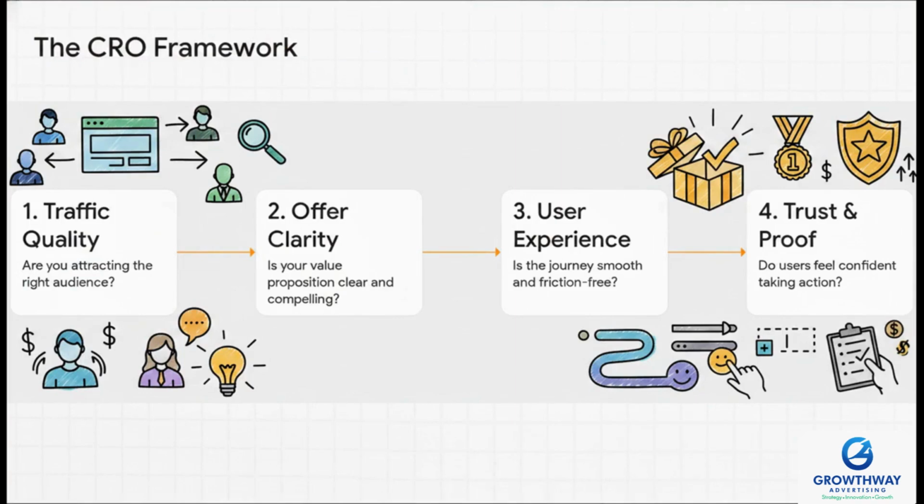It's basically a 4-layer cake of optimization. First, traffic quality. Are we even talking to the right people? Second, offer clarity. Is it super obvious and compelling what we're offering? Third, user experience. Is the whole process smooth and easy? And fourth, trust and proof. Do people actually believe us and feel safe? When you optimize all 4 of these things together, that's when you see real, meaningful results.